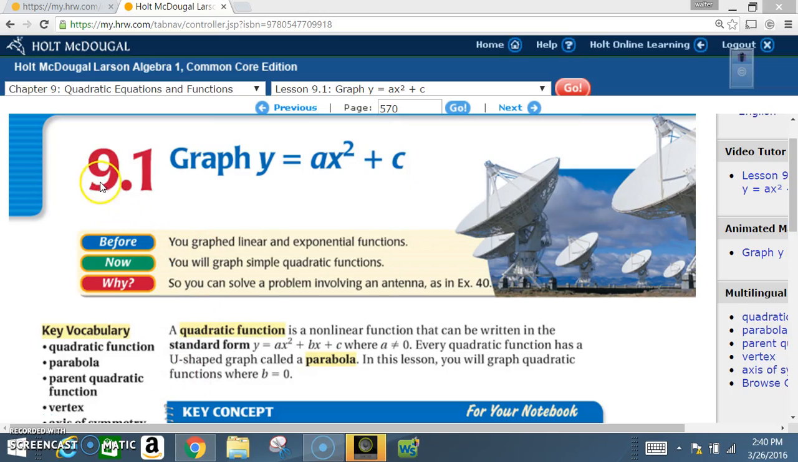Okay, class, today we're in section 9.1, graph y equals ax squared plus c. Before, you graphed linear and exponential functions. Now, you will graph simple quadratic functions.